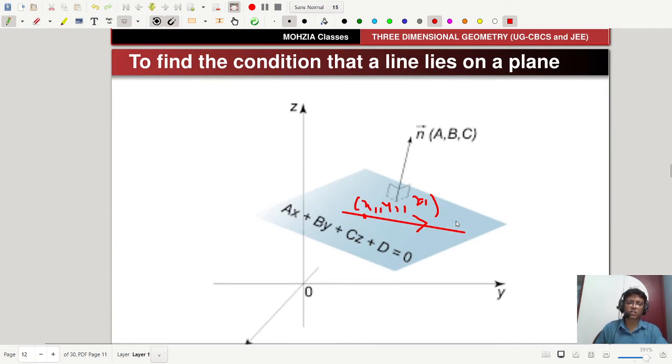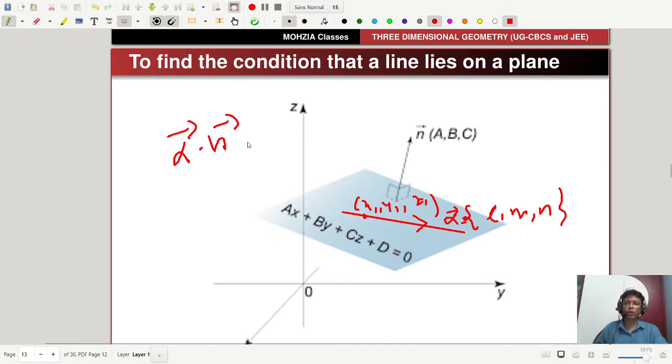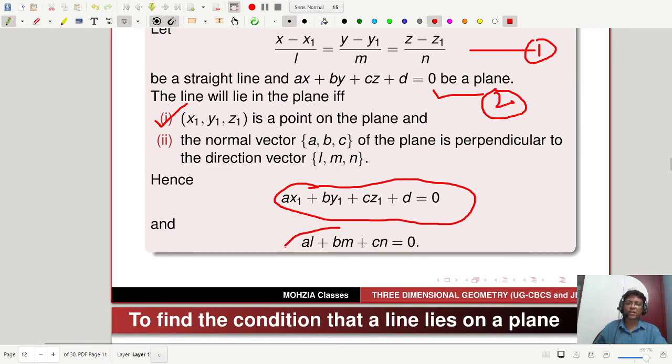Number 2, what is the direction vector? This alpha is the direction vector, and it has components L, M, N. The direction cosines are L, M, N. So this direction vector and the normal vector are orthogonal, that is perpendicular. So their dot product should be 0, alpha dot n equal to 0. And that will give you AL plus BM plus CN equal to 0. So that is the second condition for a line to lie in a plane.